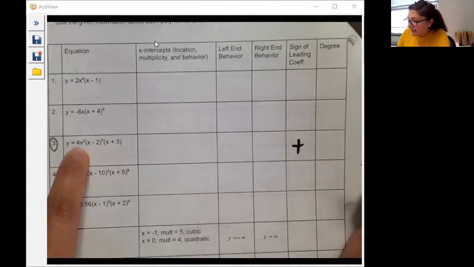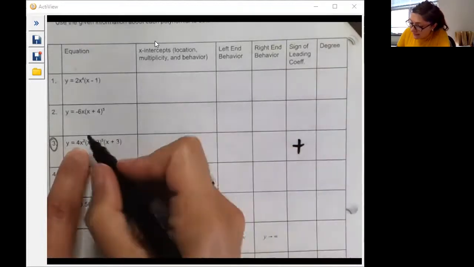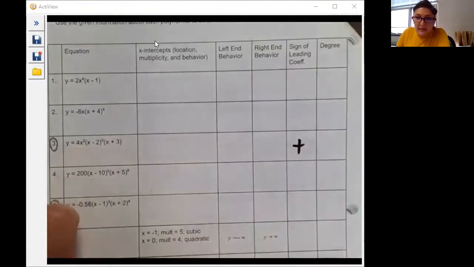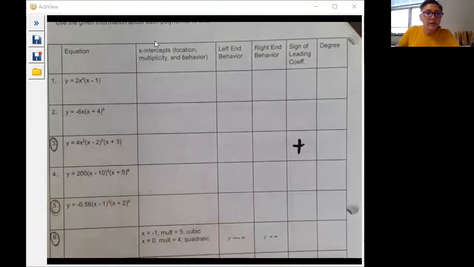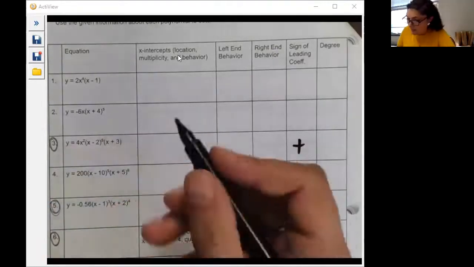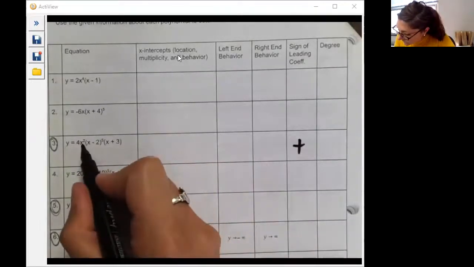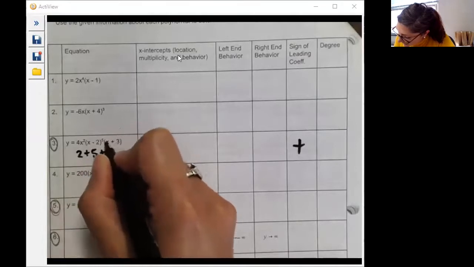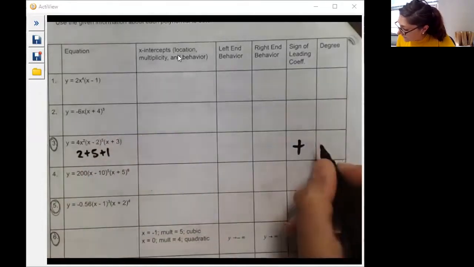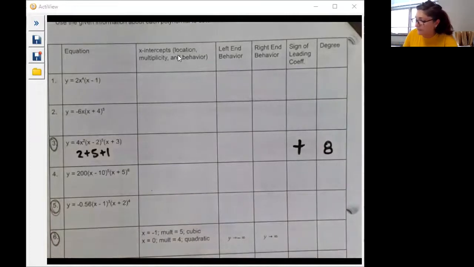The other thing I could get from my function right off the bat is the degree. I know adding up all those exponents, since I'm not in standard form, will give me the degree here. So my degree would be 2 plus 5 plus 1 for this guy. So that would be 8 is my degree.